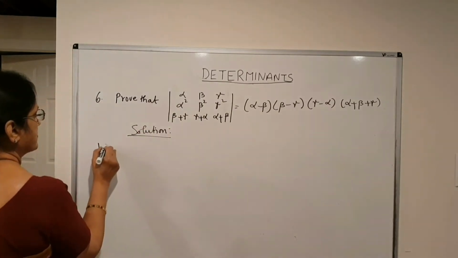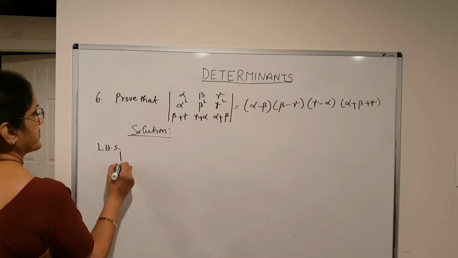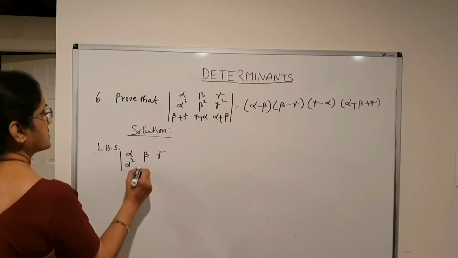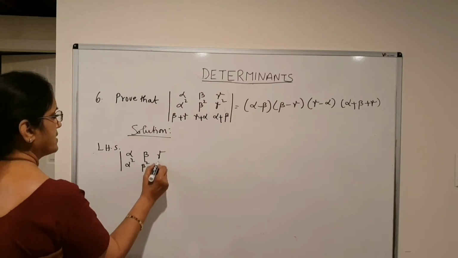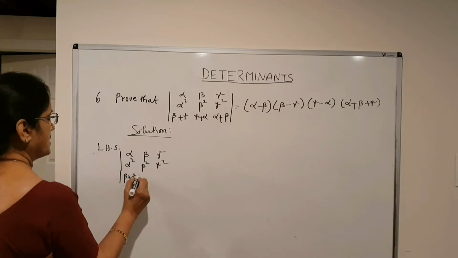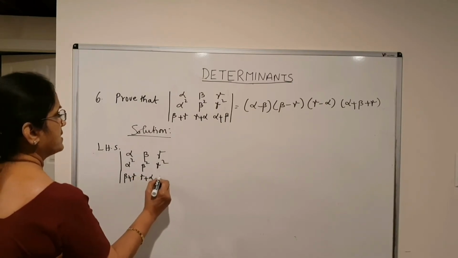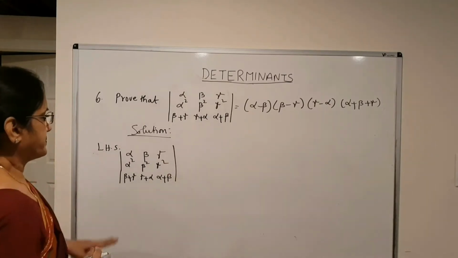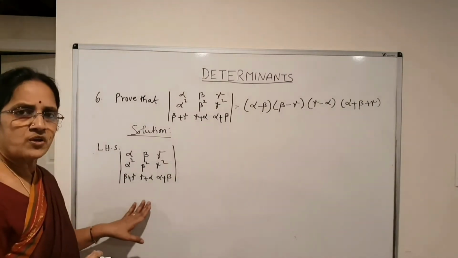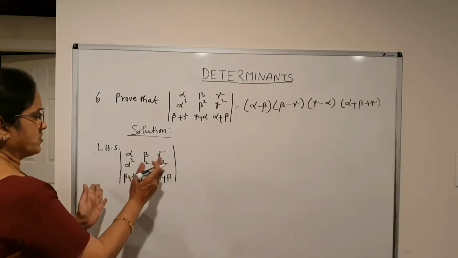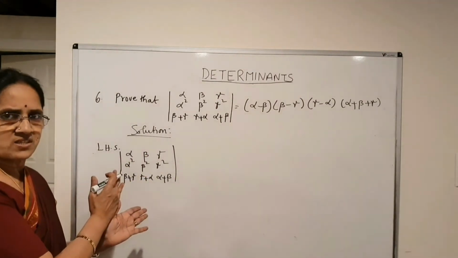Consider LHS. Alpha, beta, gamma, alpha square, beta square, gamma square, beta plus gamma, gamma plus alpha, alpha plus beta. Now, by looking at it, I won't be in a position to take out anything common as such.